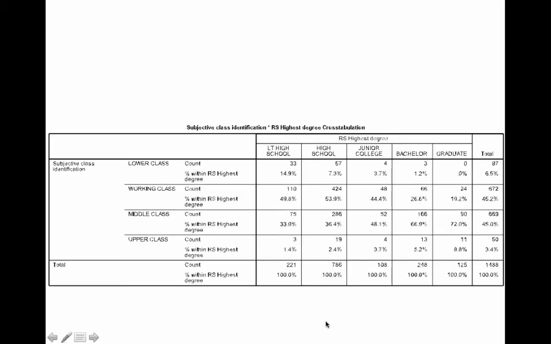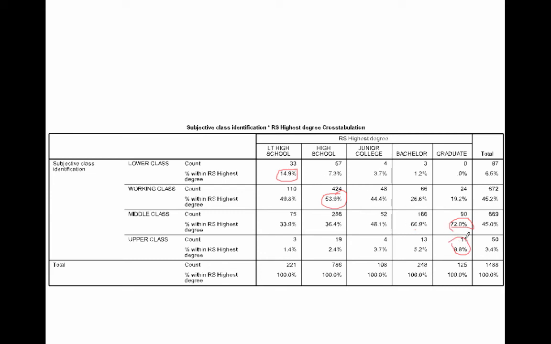Here's another example using some SPSS output. Here our variables are respondent's highest degree and then their subjective social class. So let's go ahead and circle the highest percentage in each row. We're just going to circle the one highest, and then we'll go back through and see if it's any different if we circle the two highest. All right, so we see that it does seem to be heading that direction.